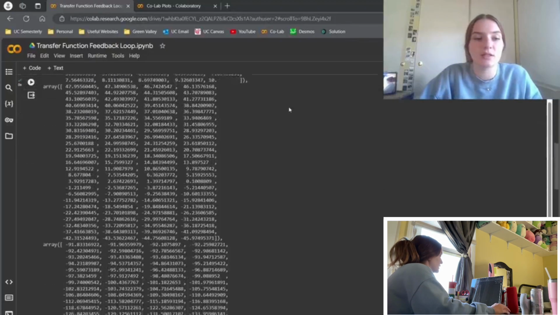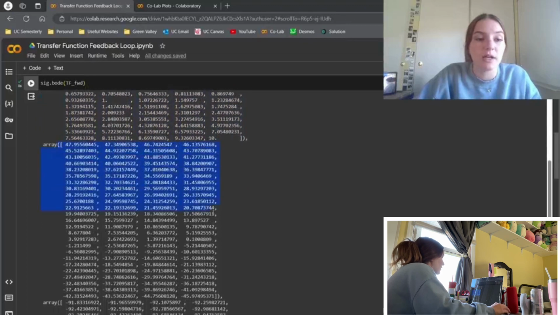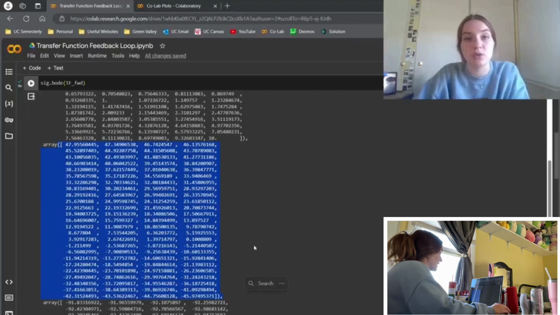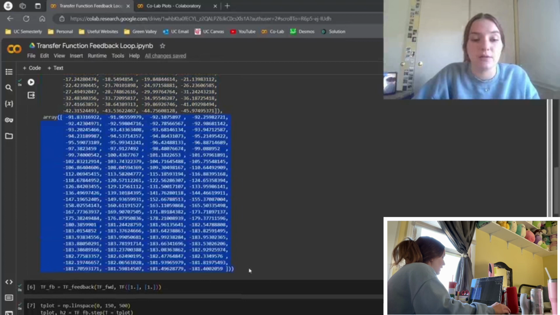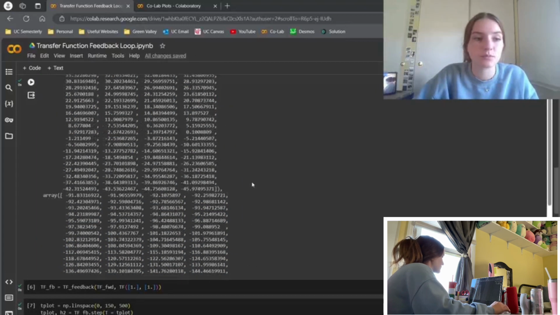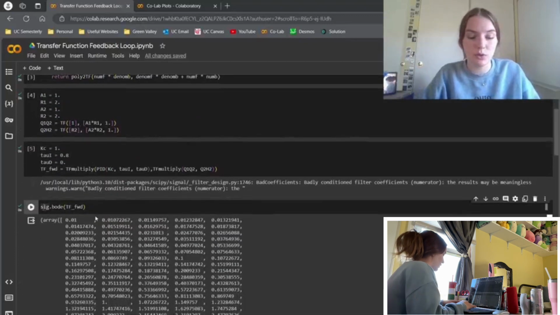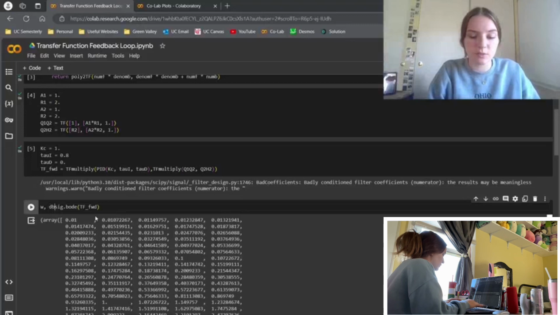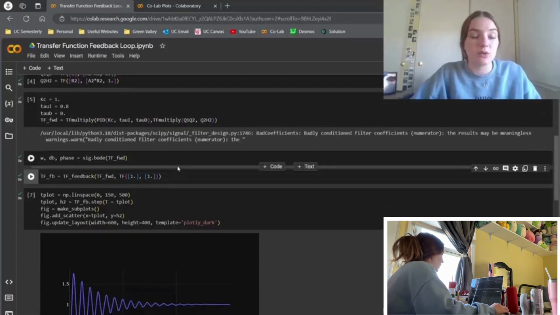So we can see that this gives us 3 arrays of values. So our first array is our frequency values, or our omega in radians per second. Our second array is our amplitude ratio decibel values. And then our third array is our phase lag values in degrees. So we can set this equal to our omega, our decibel values, and our phase lag values. And now we can plot this out to our Bode diagram.